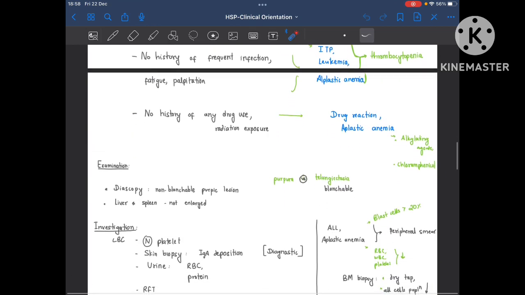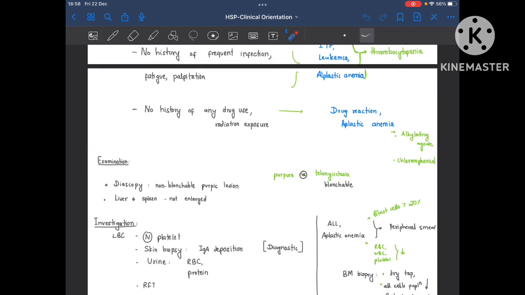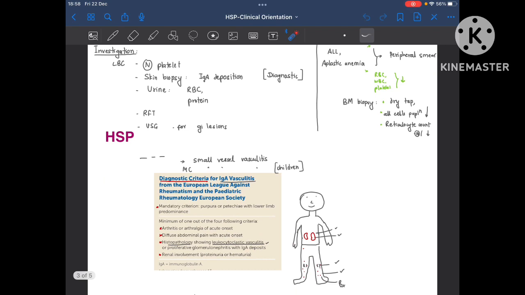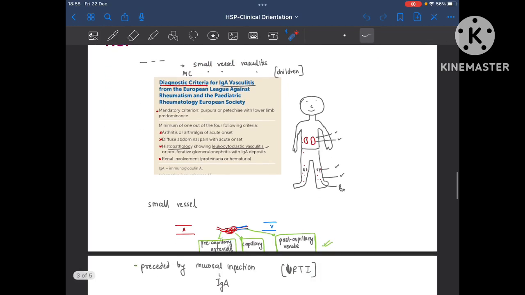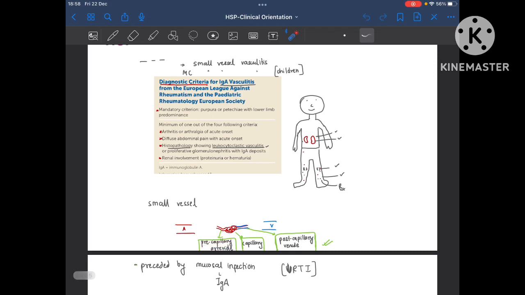Now, what is Henoch purpura? I have already told you it is an IgA vasculitis. It is a small vessel vasculitis. Small vessels could be pre-capillary arterioles, capillaries, and post-capillary venules. First the artery comes, then it divides into arterioles, so it is also a small vessel. Then it again divides into capillaries and unites into venules. So pre-capillary arteriole, capillary, and post-capillary venule: all three are small vessels.